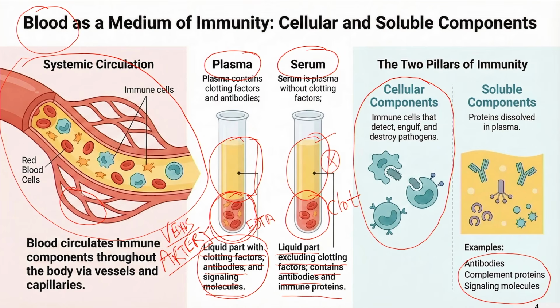So understanding blood is very critical, because blood is the only fluid part of the human body that regulates the immune system, because it carries all the cellular components and the soluble components, in the form of liquid, and the cellular components in the form of cells also.